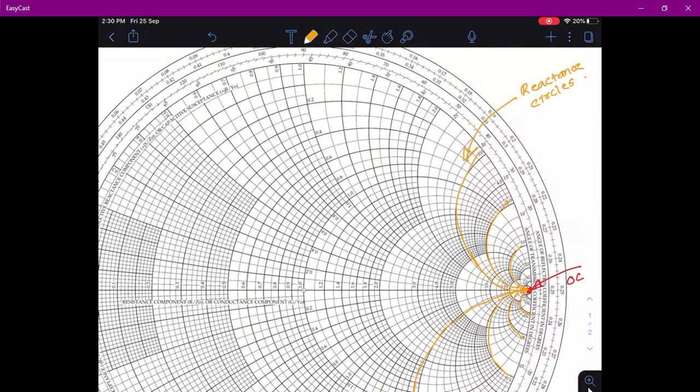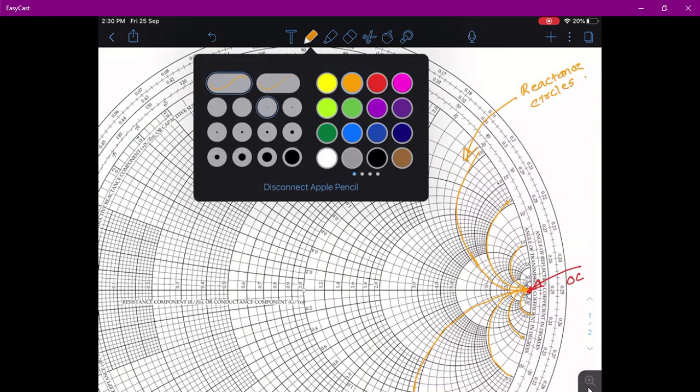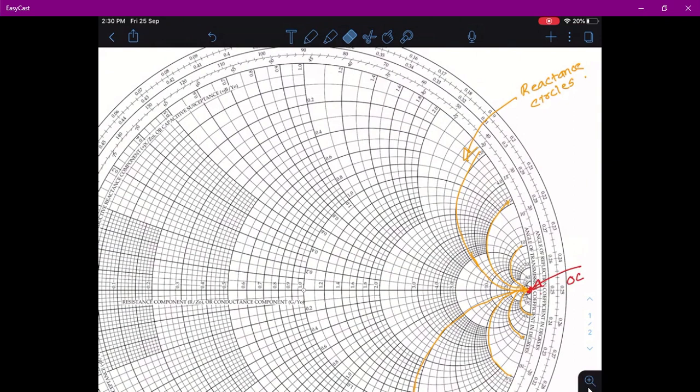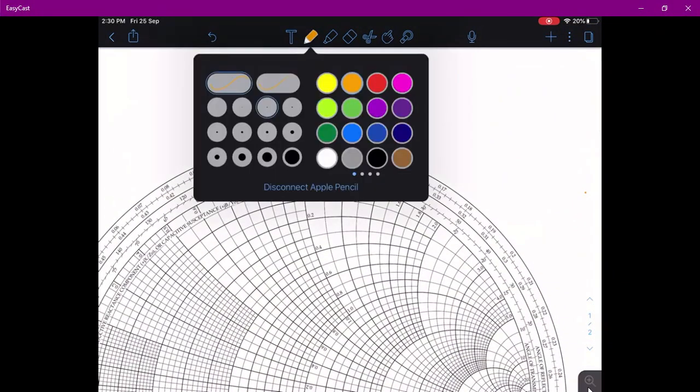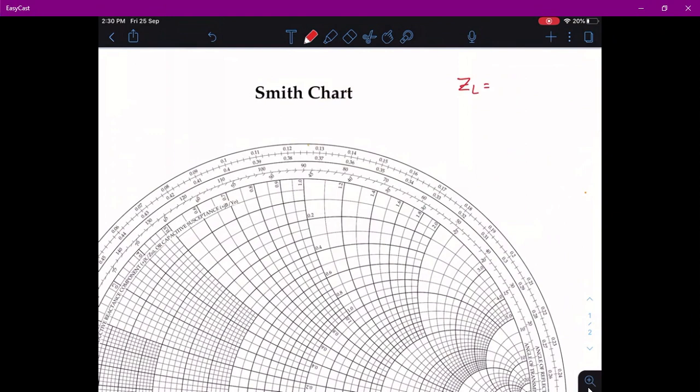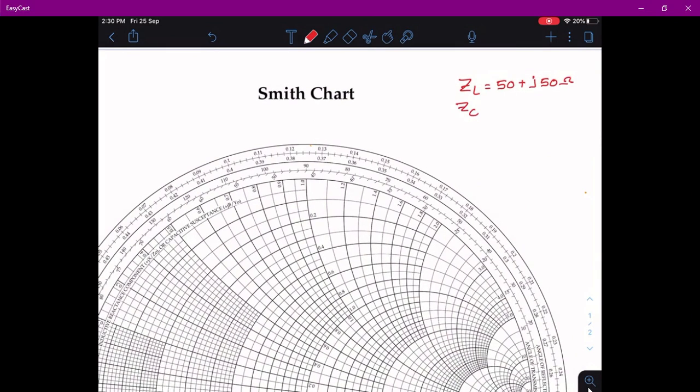Okay, fine. Now let's say you are given some impedance, so let me just remove this. Let's say you are given that the value of your ZL is equal to, let's say, 50 plus j 50 ohm. Assume you can mark an impedance in this circle, because you know that this circle is drawn in terms of reflection coefficient, and reflection coefficient is directly related to the impedance. And let's say the characteristic impedance of your transmission line is 50 ohm.